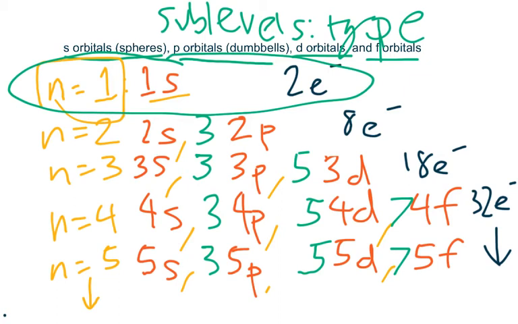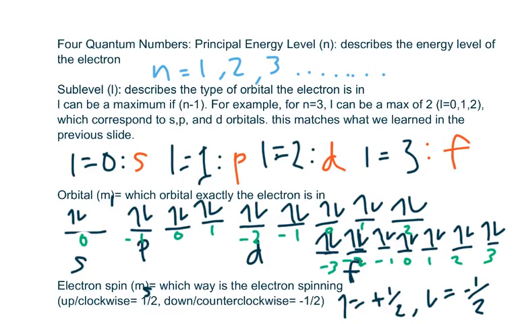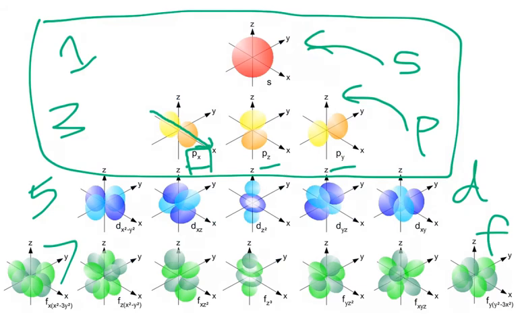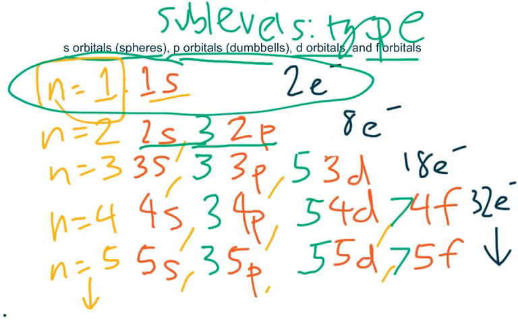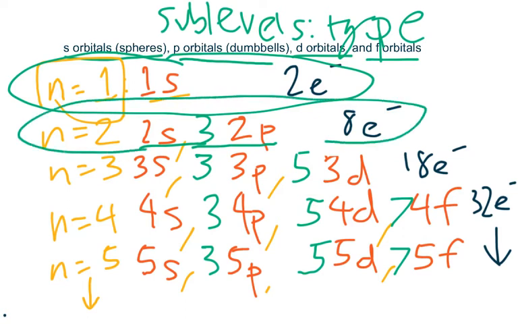Now let's take a look at n equals 2. At n equals 2, we can have 1 2s orbital and 3 2p orbitals, since if you remember, the p sublevel contains a total of 3 orbitals. So that's why there are 3 2p orbitals. And if we have 1 2s orbital and 3 2p orbitals, don't you think that the total number of electrons they can carry at most is 8? Because 4 times 2 is 8? Well, yeah. What about for n equals 3?